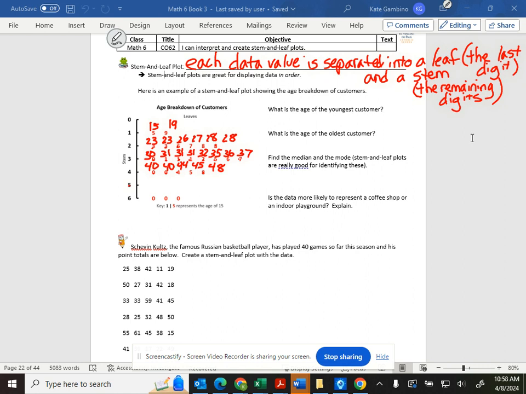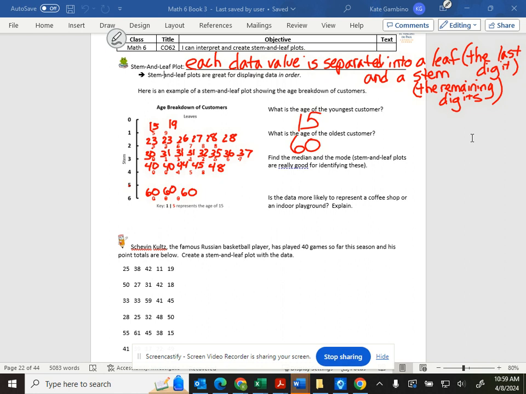Now I have a 6, so what does this 0 mean? What does this 0 mean? And what does this 0 mean? So now I know the age of all the customers that came in. What is the age of the youngest customer that came in? 15. The very first number that we saw. What is the age of the oldest customer that came in? 60, our biggest number that we wrote.